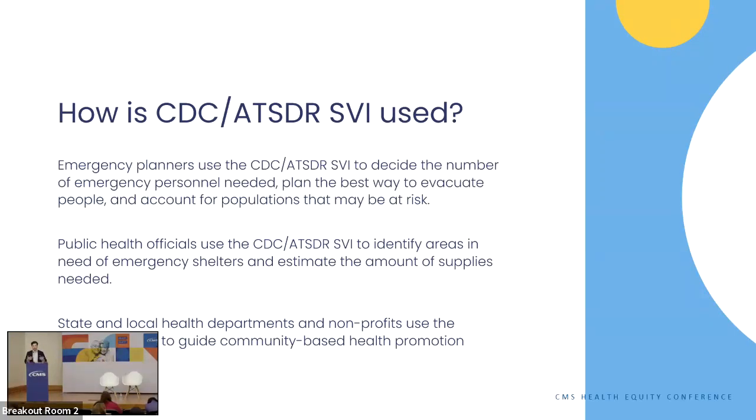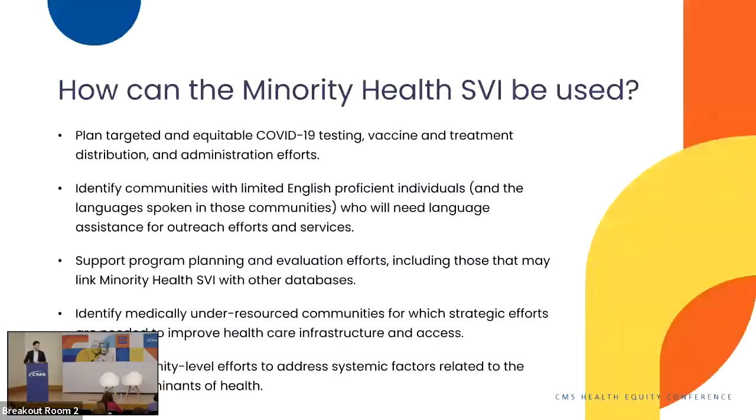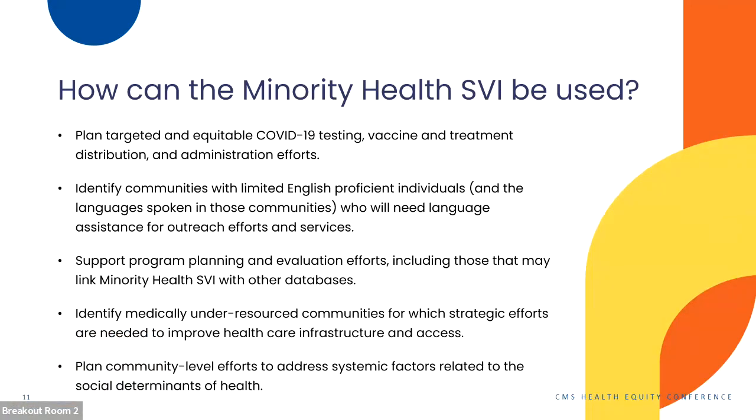And if you read research in this area, you may have come across it being used in a wide variety of research applications. And one of the most useful things about it anecdotally is that census data can be challenging to wrangle sometimes. And these indices provide a convenient pathway to get access to that data and to incorporate it into your research or into your planning efforts. So we have some examples here about how this customized Minority Health SVI can be used. It's intended to apply a health equity lens to research, strategic planning, program design, and evaluation related to response and recovery from COVID-19 and other public health emergencies.